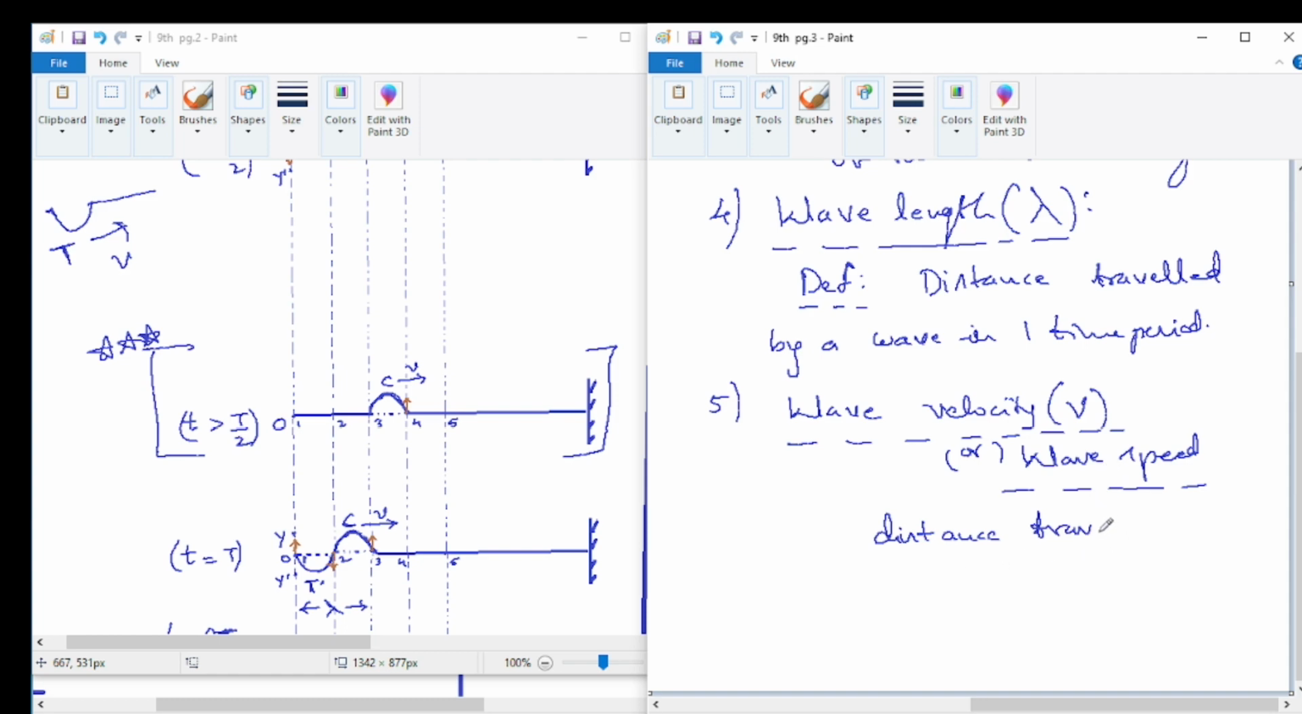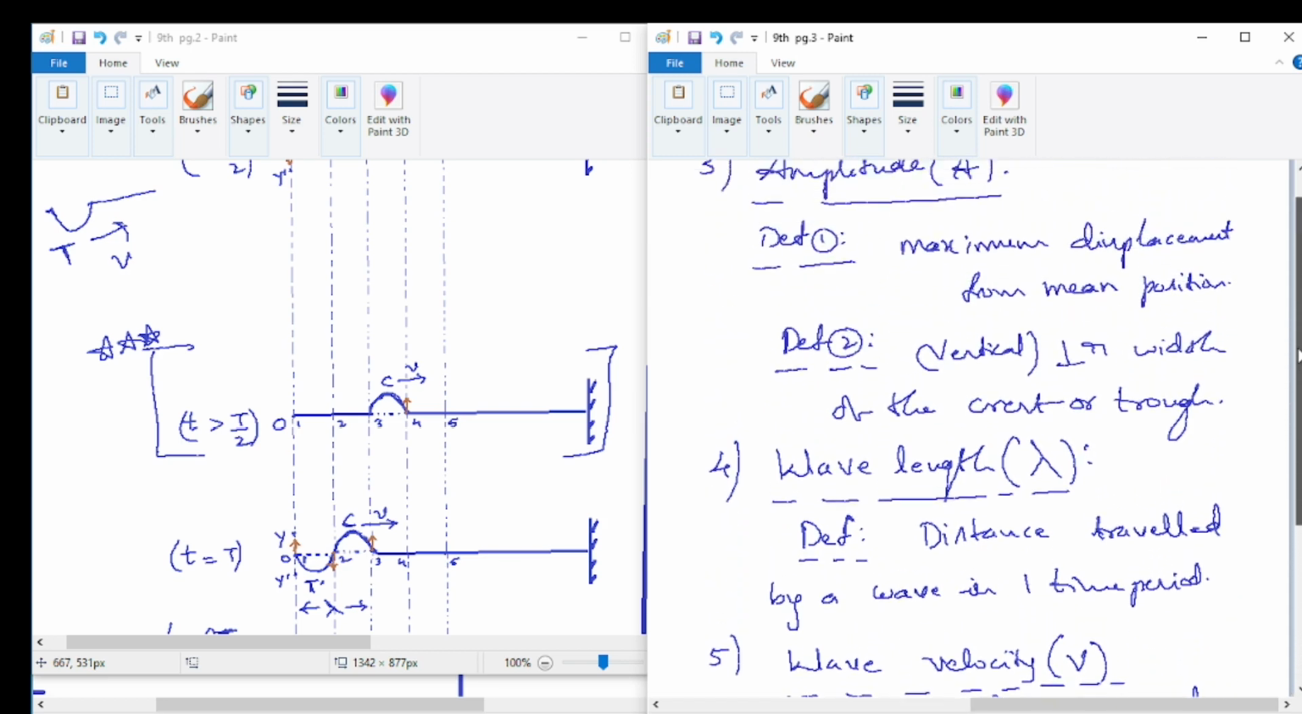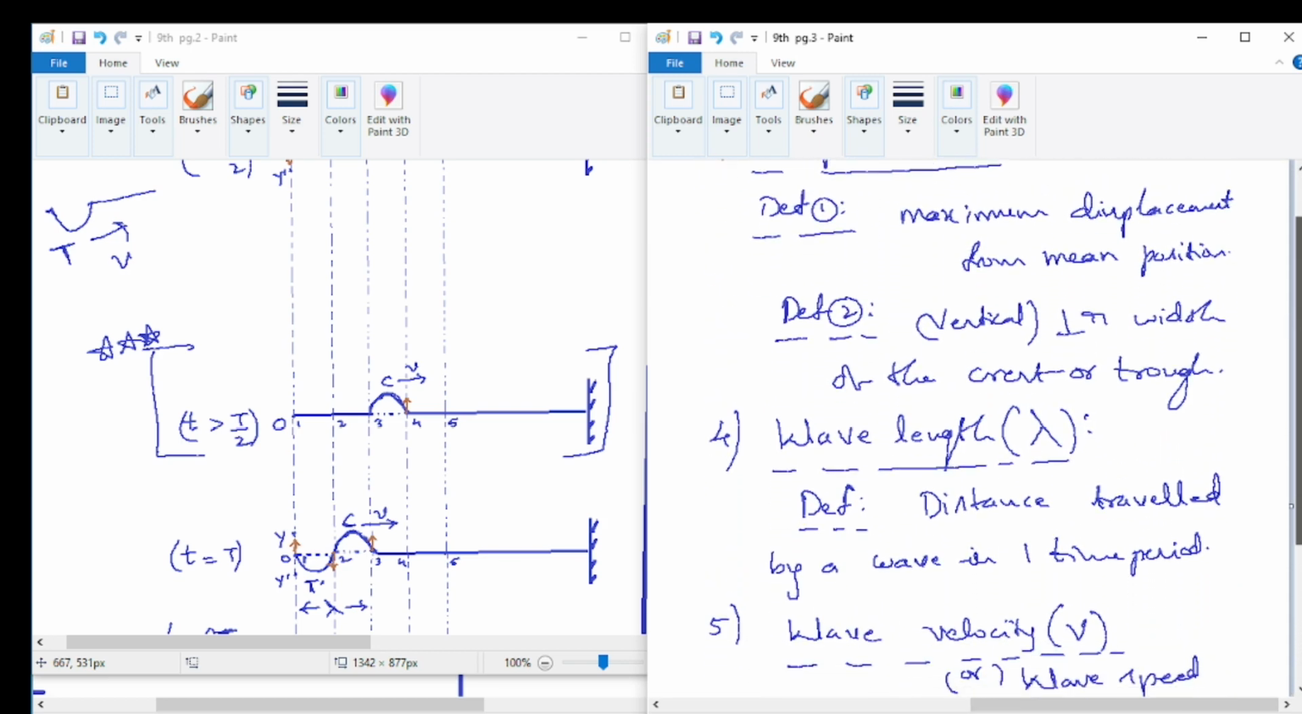So, distance traveled by a wave. What is the speed or velocity of any object? Simply distance traveled in unit time. The same way, wave speed is also defined: distance traveled by a wave in 1 unit time or 1 second. So whatever things we are seeing here are very simple. Nowhere is any complication there.